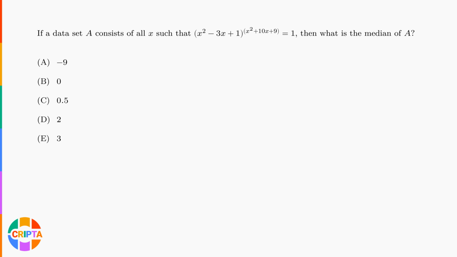In this video, we will talk about how to solve this GMAT question. A dataset A, all x, satisfy an equation, find median. Let's look at it at the highest level first. For the time being, ignore the ugly looking equation.